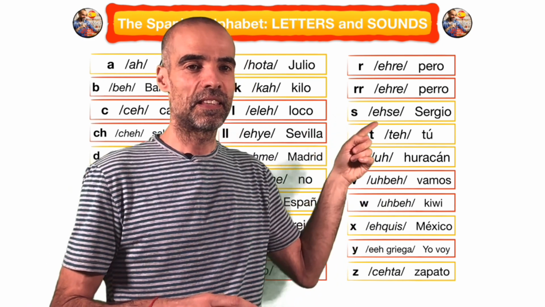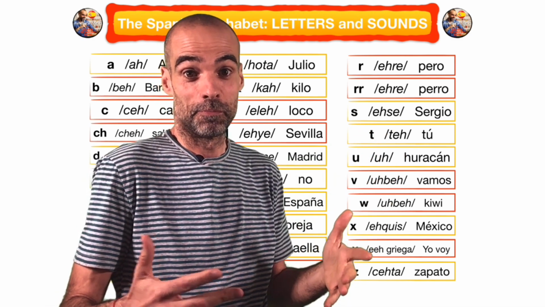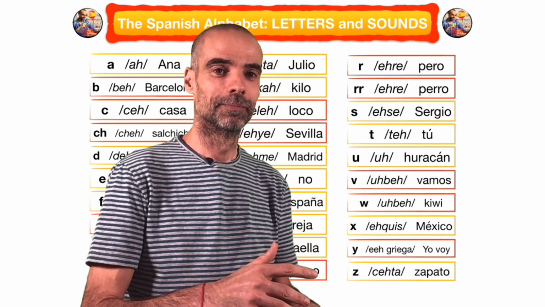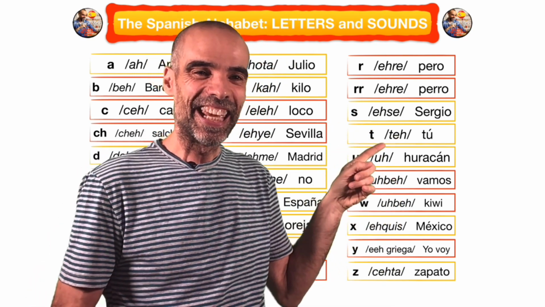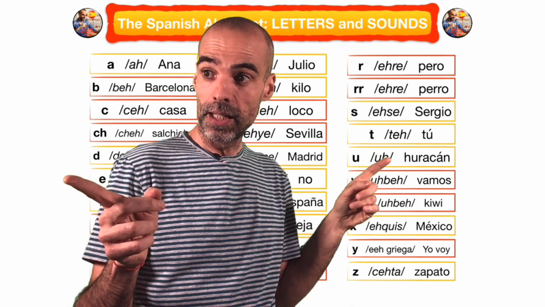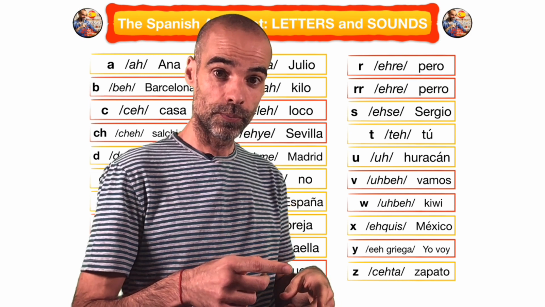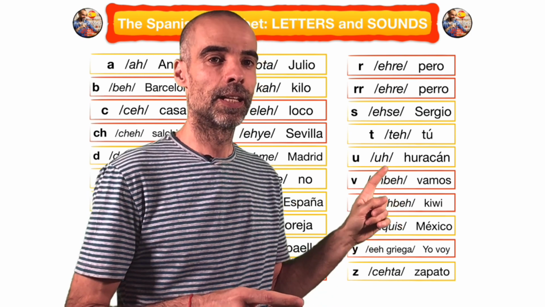S de Sergio, por ejemplo. Sergio. Hey, Sergio. Hey, Ana. Ok. T for tú. Ok. Él, he, ella, she, tú. Tú, you, tú. ¿Vale? Bien.